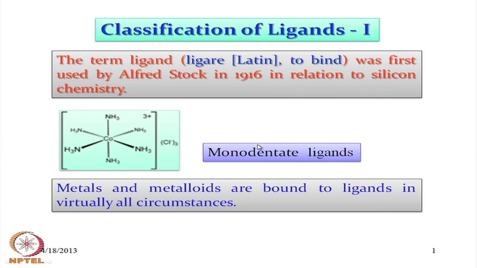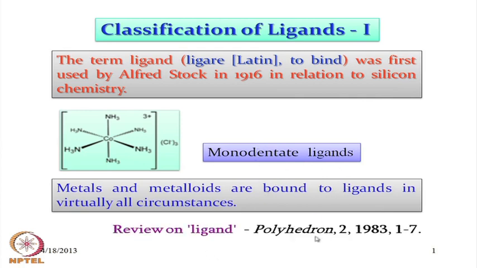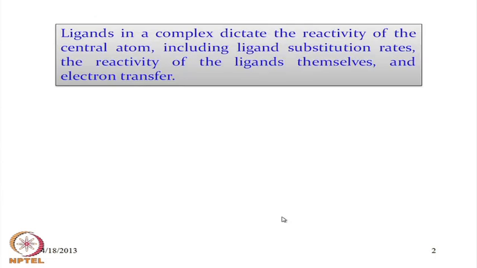So, when we see that these are also reviewed in this particular reference, the polyhedron of 83. All types of ligands have been classified, and we can see that when the ligands are present in the complex, what they basically do is control the reactivity of the central atom. If the central atom is a metal, they will control its reactivity pattern. If it is a metalloid, they can also control it.